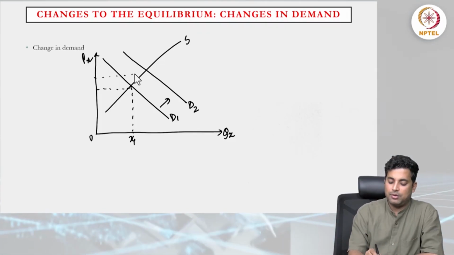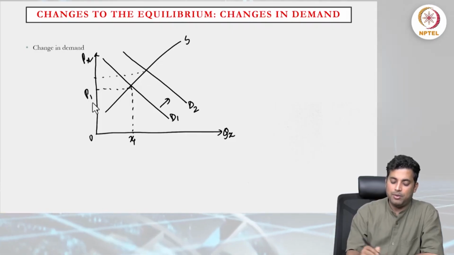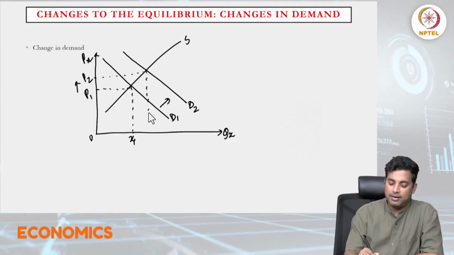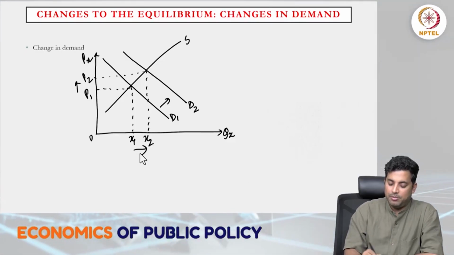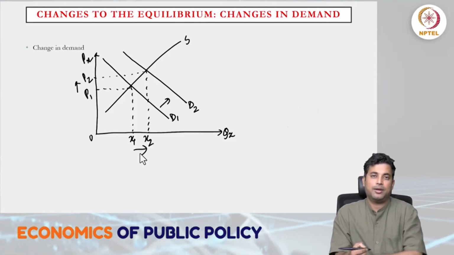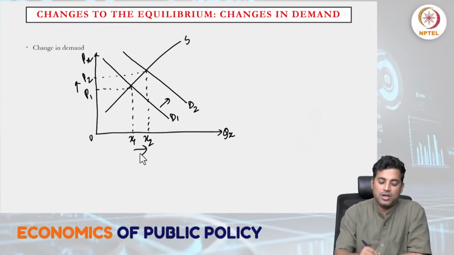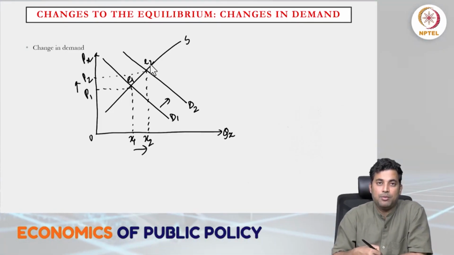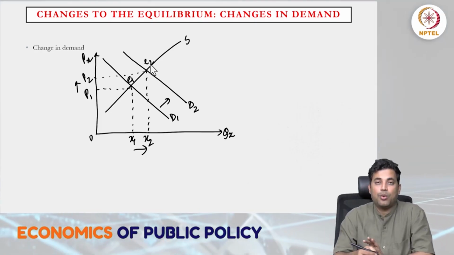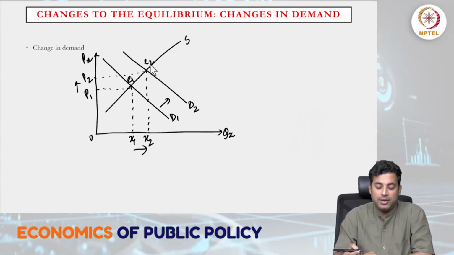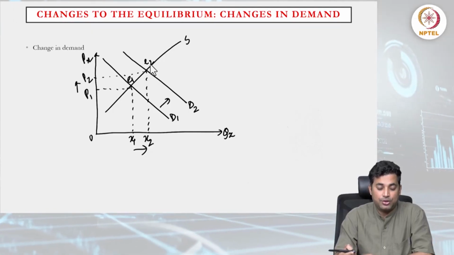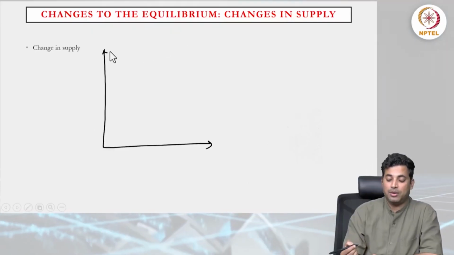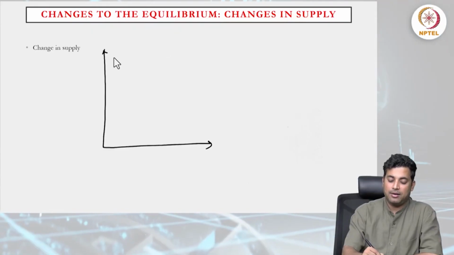What happens in the equilibrium? Here at P1, the price of that particular commodity will increase, and the quantity will also increase. So the equilibrium point will change from E1 to E2, and the quantity of the commodity will increase from X1 to X2, and the price will also increase from P1 to P2.